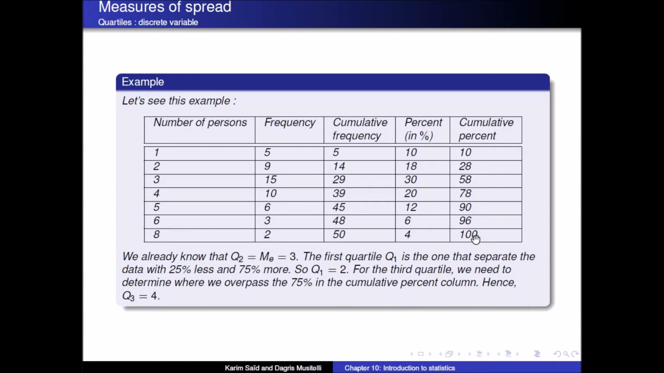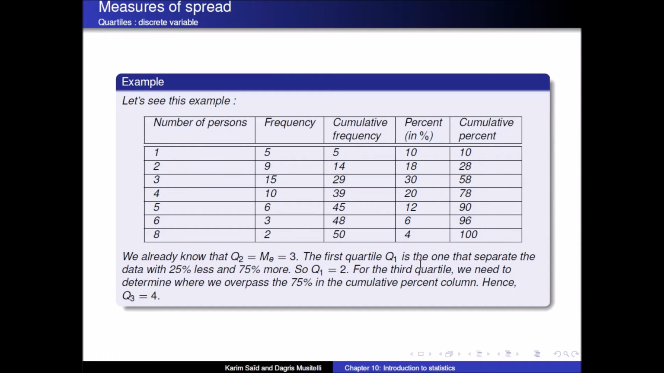So we get this. It means from 0 to 10%, all the values are 1. Between 10 and 28%, all the values are 2. Between 28 and 58%, it's only 3, and so on and so on. So the first 10% are 1, from the 11th percent till the 28th percent it's 2, and so on.